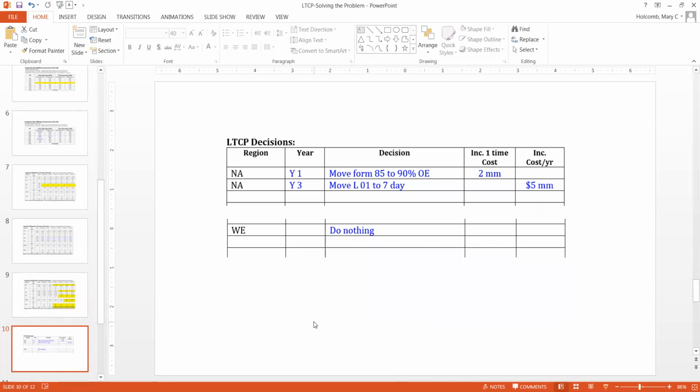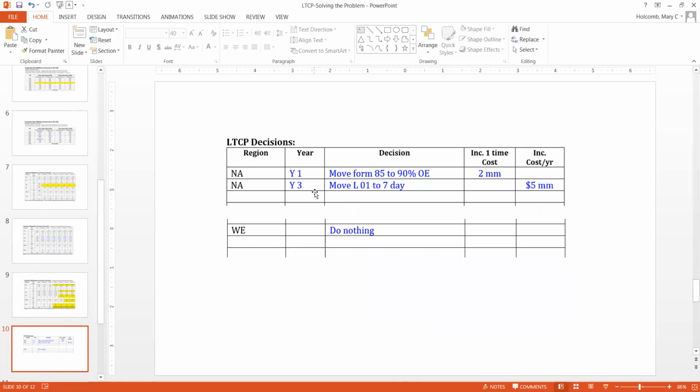So in North America, for example, because it takes us a year to implement any operating efficiency, we're going to move from 85% to 90%. That is an inclusive one-time cost of $2 million. So we've noted that in that column. And that's going to go into effect in year 2. So that's definitely going to help us when we have that capacity gap there.